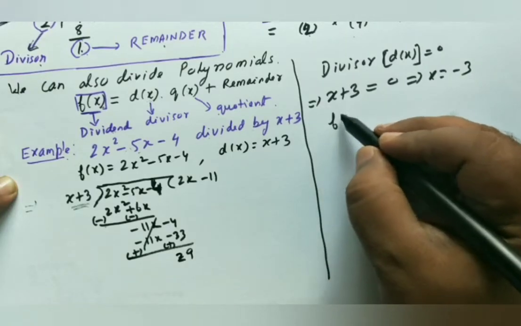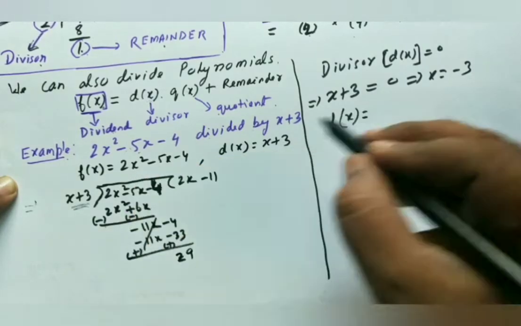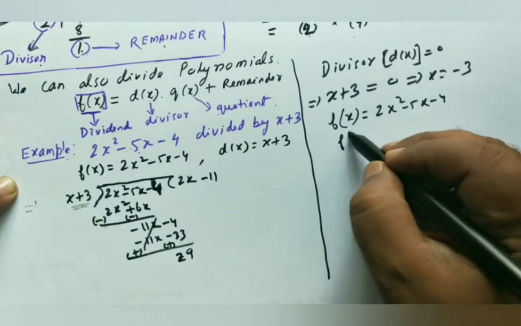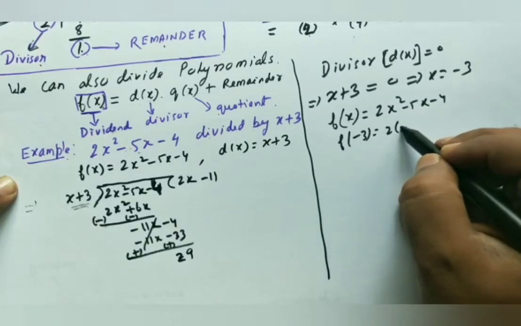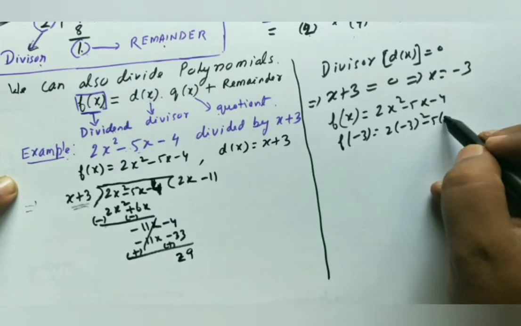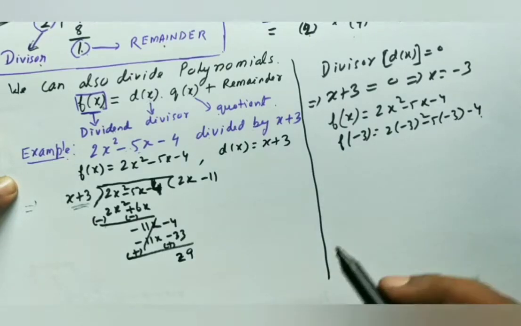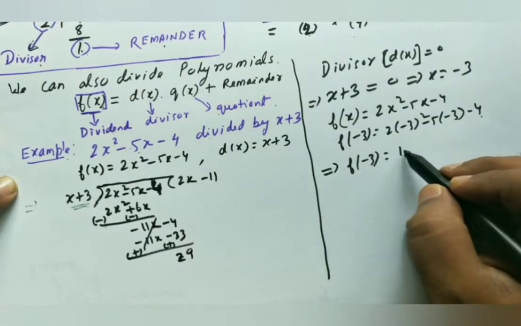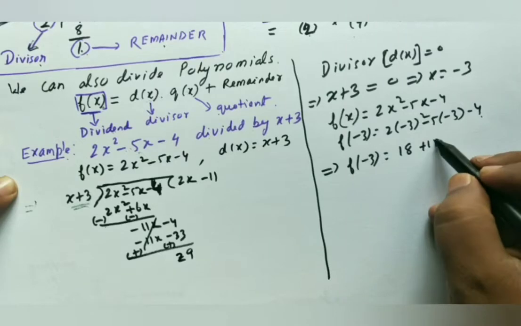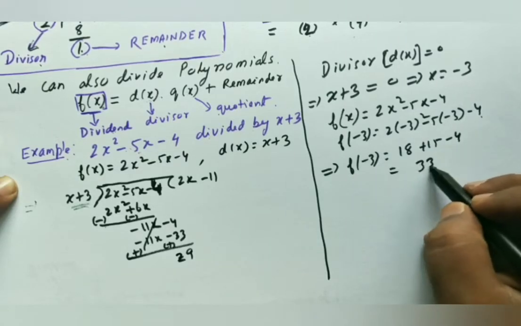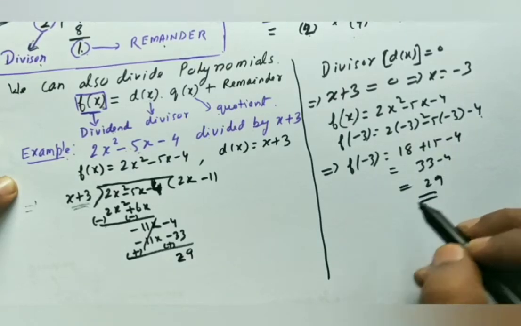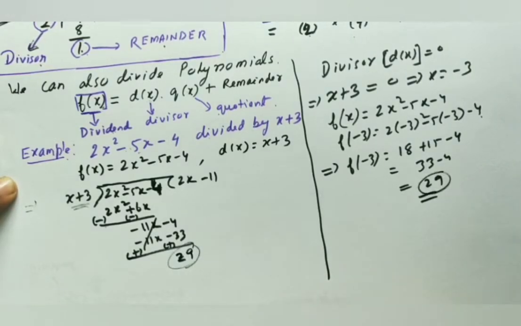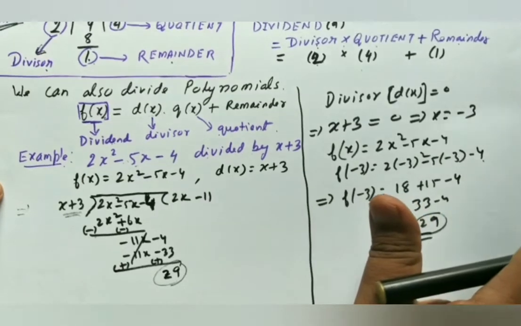Now f(x) is given. f(x) is the dividend. You directly divide it, and see what remainder you get. 18 plus 15 minus 4. 33 minus 4 is equal to 29. See, this is also 29 and this is also 29. Now why this happens, I'm going to explain to you.